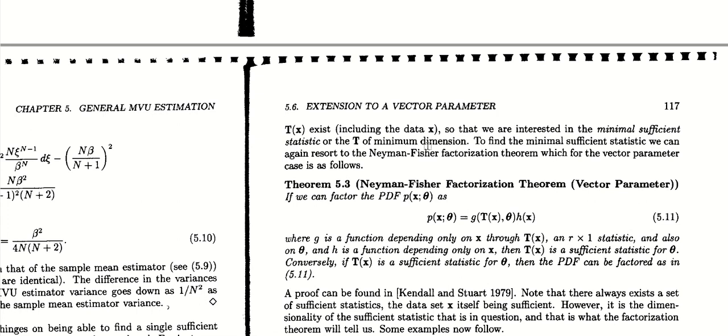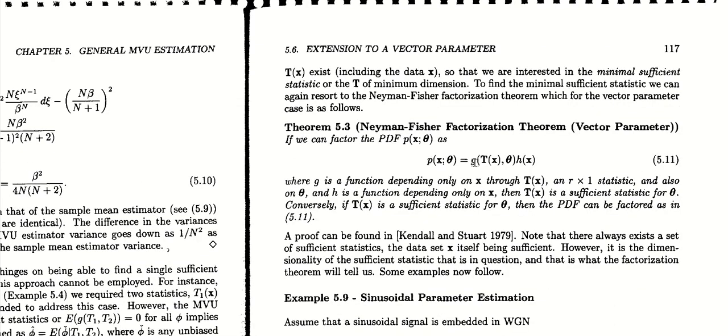Okay, so if P of x exists, we are interested in the minimum sufficient statistic, or the T of minimum dimension, and then we go to the vector version of the Fisher factorization theorem.